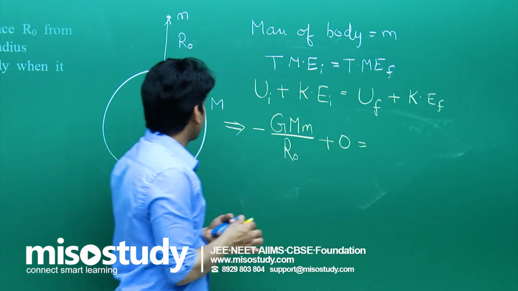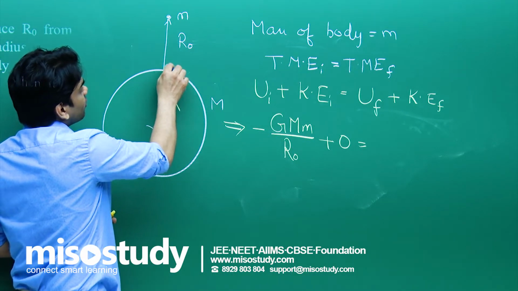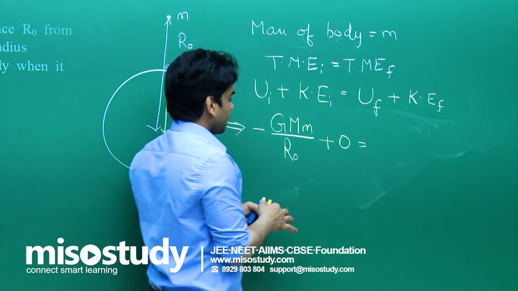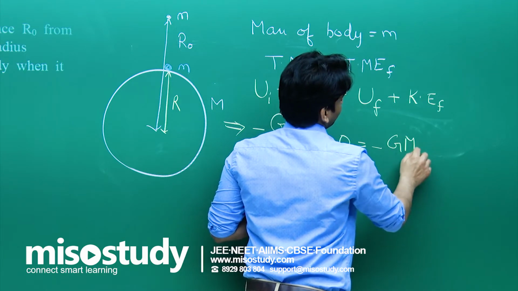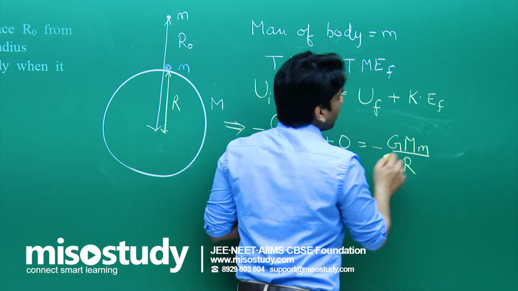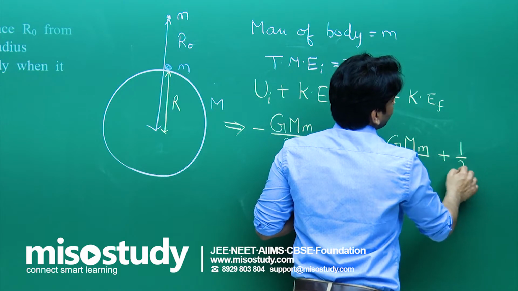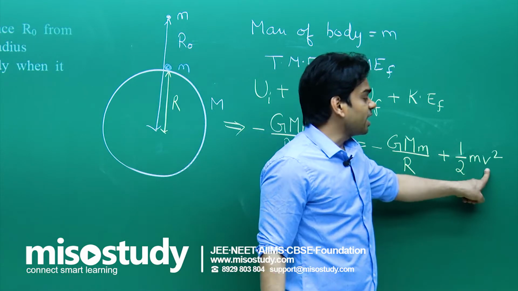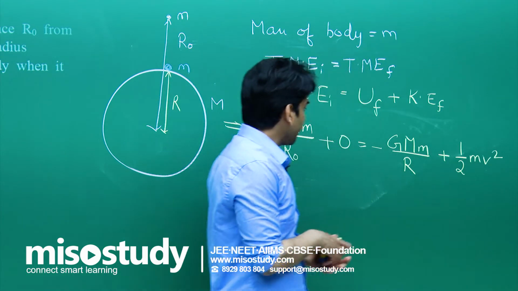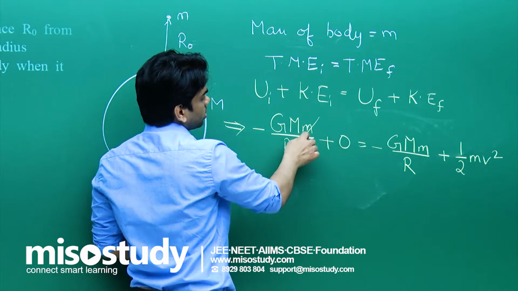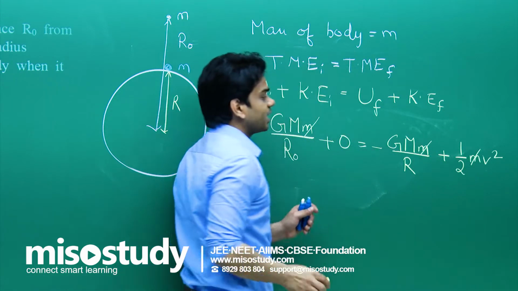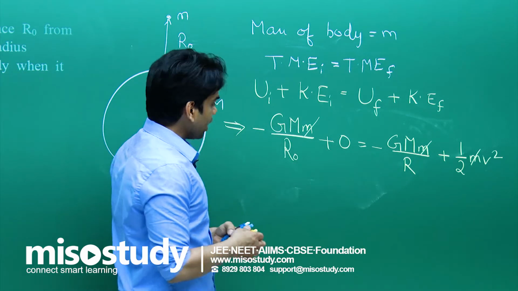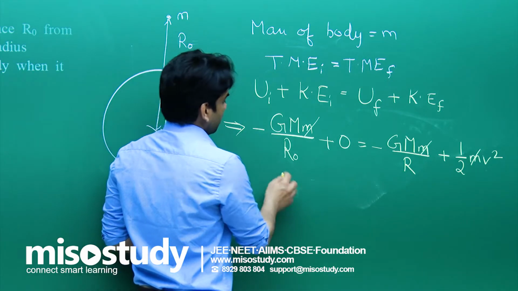Final potential energy, when the body reaches the surface of earth, when it reaches here finally, its potential energy will be given as minus GMm upon r, and kinetic energy, let me write down that as half mv square. This is what we can write. This is the thing that we need to evaluate, v. So first of all we can cancel out this small m as common. Minus GM by r0 and minus GM by r. So we can write in simple form this.